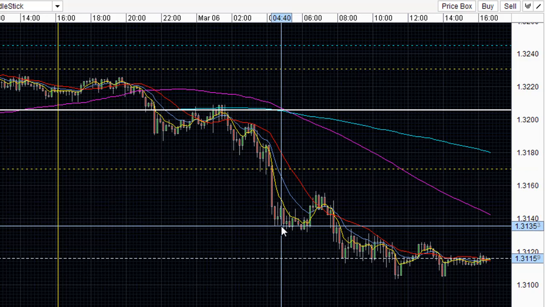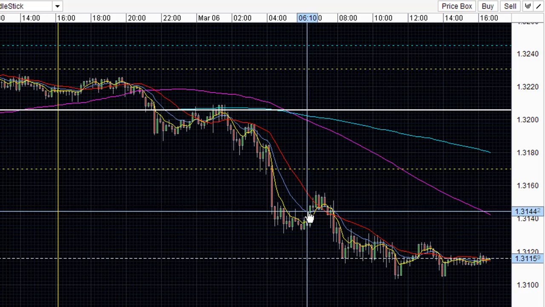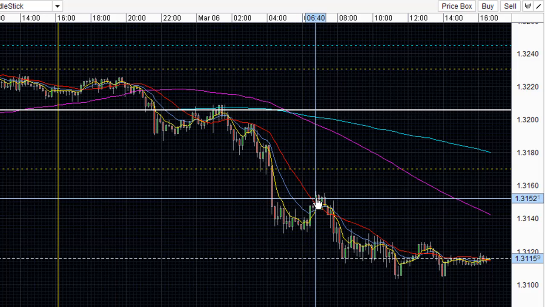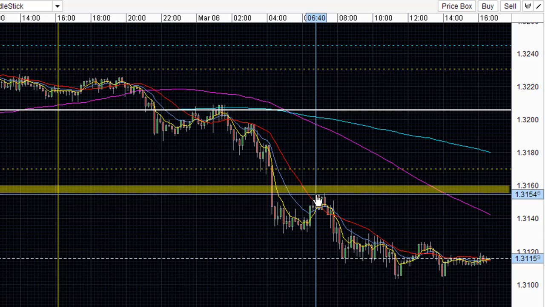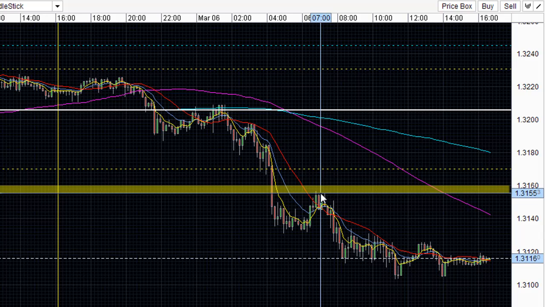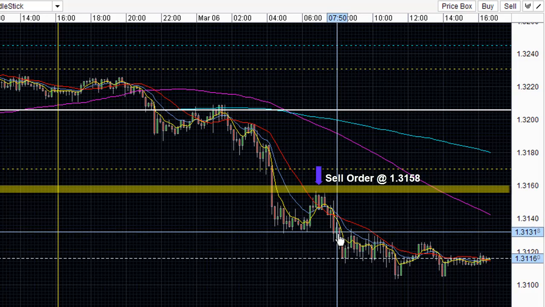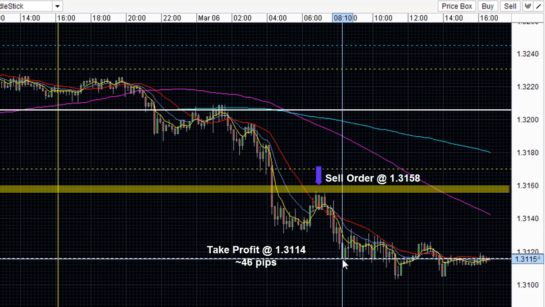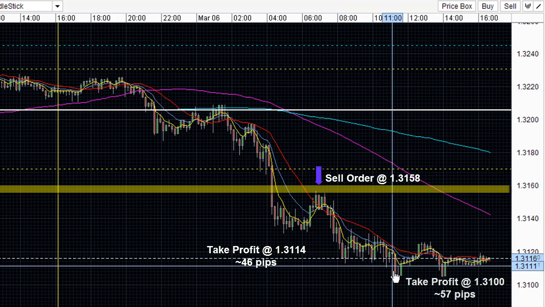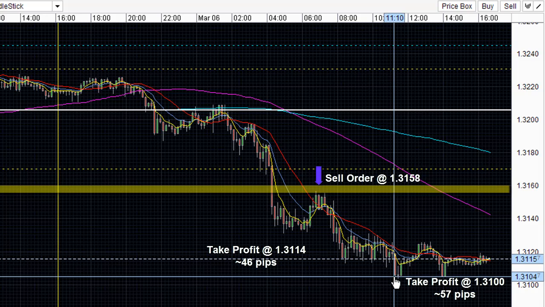Now, if you were looking for another opportunity to re-enter the market, you could have done so when price retraced from this level and retraced up to this resistance at 31.60, which was actually yesterday's low, the low from March 5th. So if you were in front of your platform at this time, you could have entered a sell order at this price at 31.60 upon bearish confirmation and took your profit when price reached support at 31.14 for about a 46 pip trade, or you could have held on to the trade until price eventually reached this psychological zone around 3100 for about a 57 pip trade.